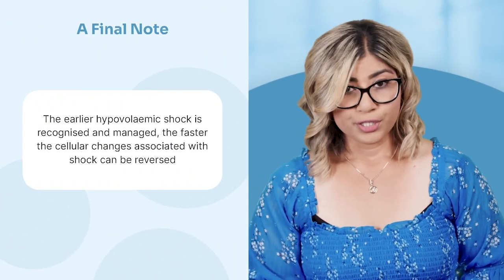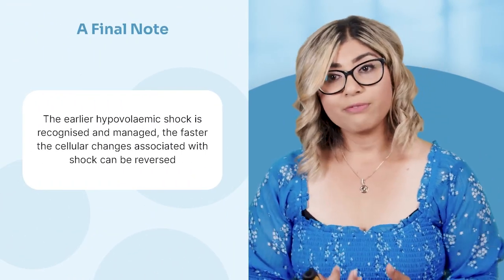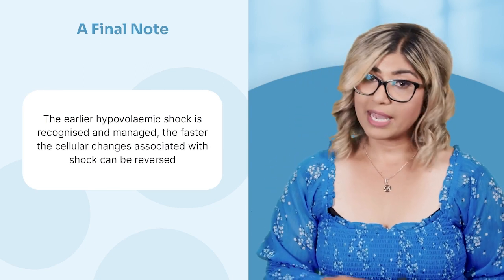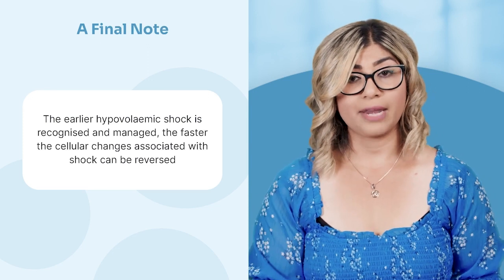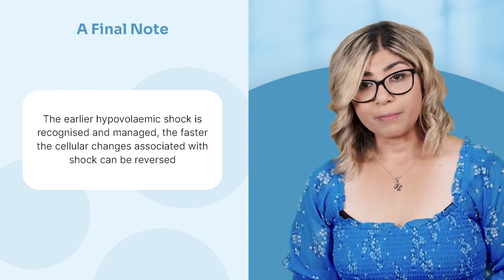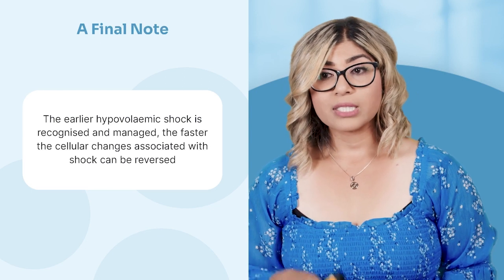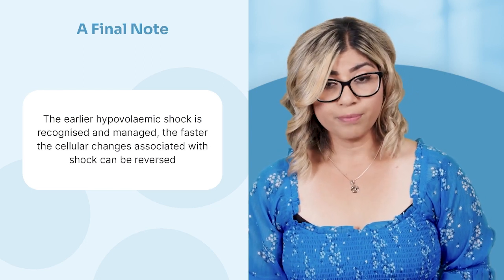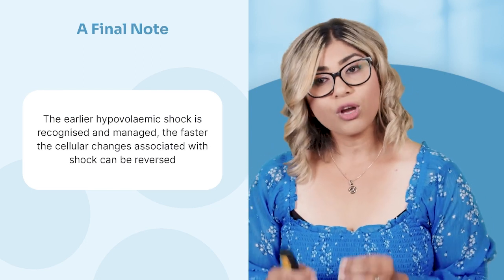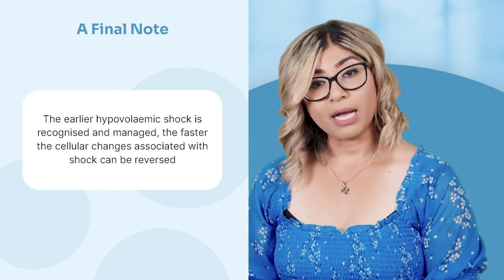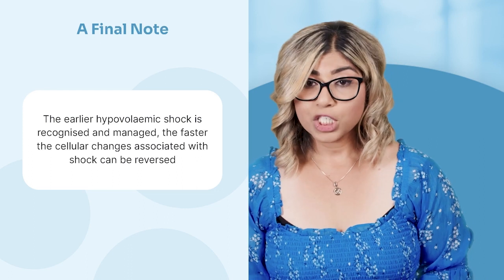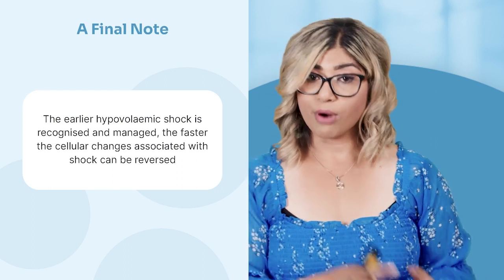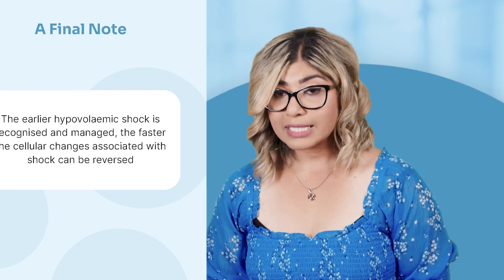So a final note, the earlier hypovolemic shock is recognized and managed, the faster the cellular changes associated with shock can be reversed. So remember, the signs and symptoms will be associated with a low preload, an empty tank, low contractility, an ineffective pump, and high afterload, tight pipes. Management comes down to fixing the primary cause and replacing with what we've lost.